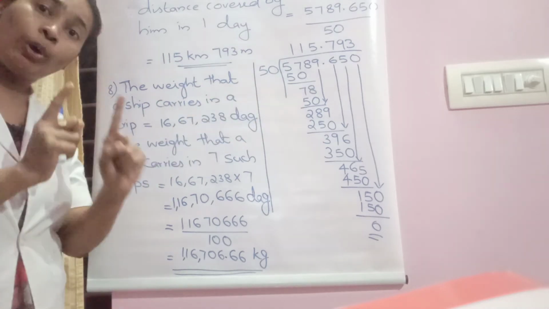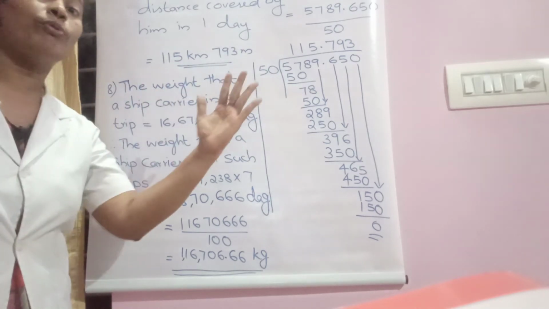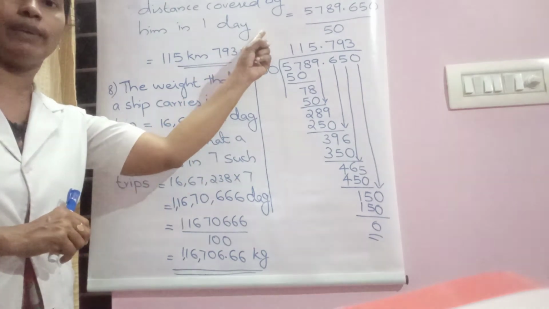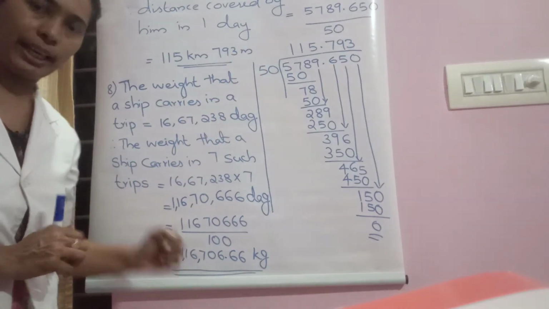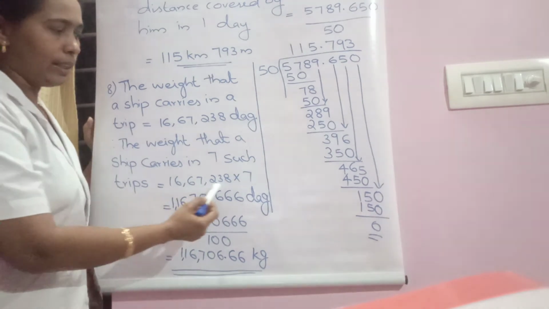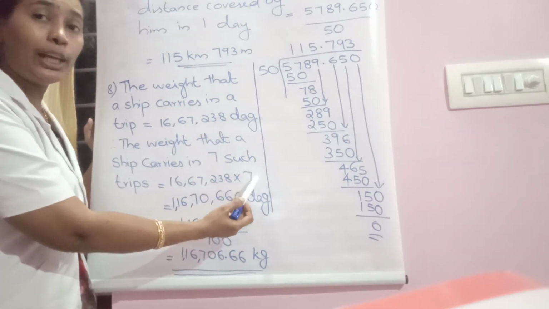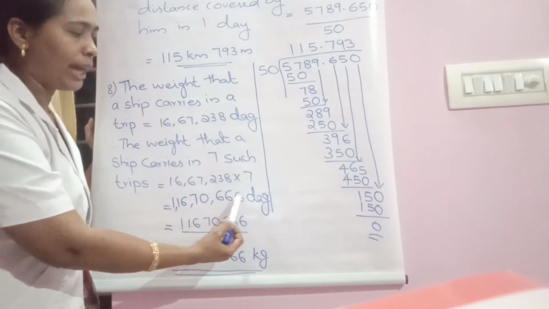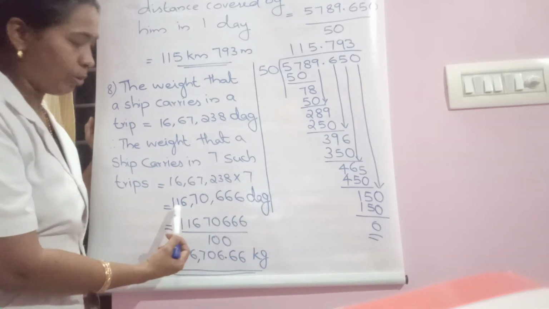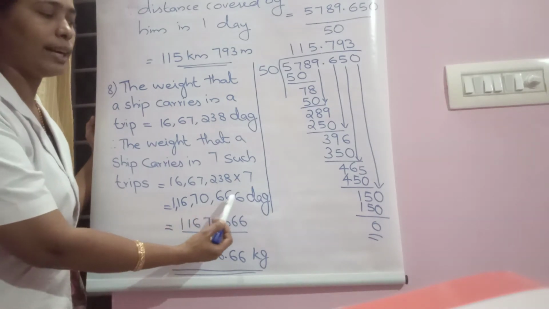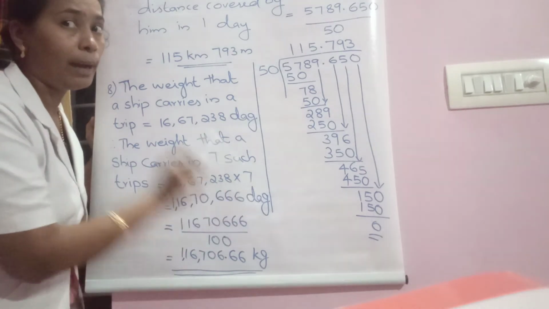See, one quantity is given. We have to find many. So what we do? Just opposite of this one. What is it? Multiplication. So multiply the given number 16,67,238 into 7. So we will have that much decagram. How much is coming? 1 crore 16,70,666 decagram is our unit.